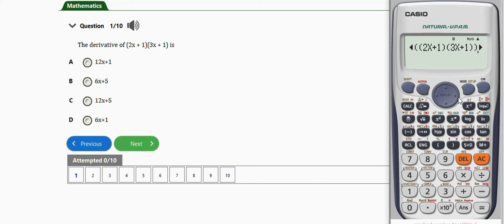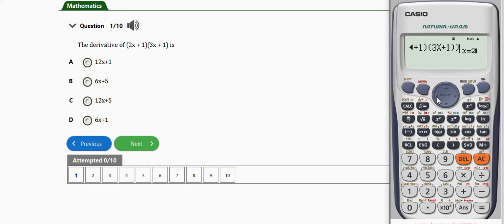So let's go to this place and put the 2 stored. Very important. So we're good to go. Press equal to, it will solve the problem for you now. 29. Okay, so right now we're going to check the options. Any one that gives us 29 will be the answer.